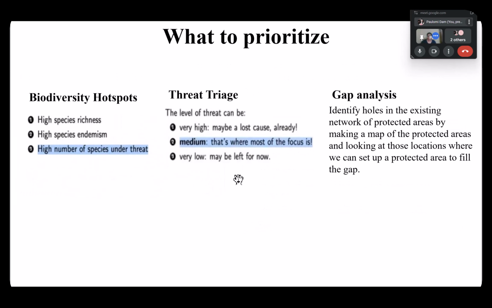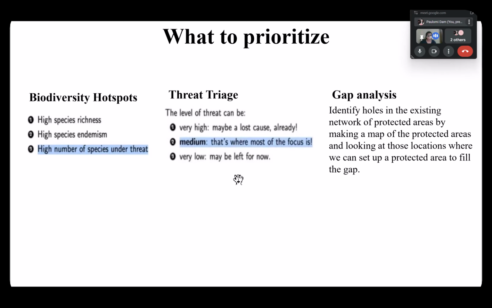So again, when you are talking about what exactly to prioritize and which animals to go ahead with, you have several criteria to decide. We already saw what kind of animals there are, and what kind of conservation methods there are. These are other such features. First is biodiversity hotspots. So you're basically trying to see if the region or the animals have high species richness, high species endemism, or a high number of species under threat. These are the ones which get more priority over the other species.